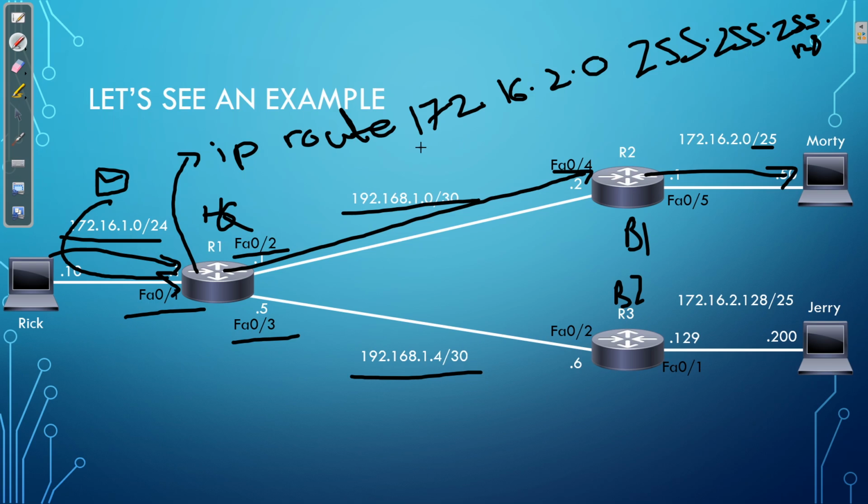So we can say, to reach this network, send the traffic out this interface, or we can say, to reach this network, send the traffic to this next hop IP address. So this is the next router in line to finally get to that destination. Or this is the outgoing interface, the interface I have to send this packet out of to get this packet to its final destination. In this case, let's go with next hop IP address.